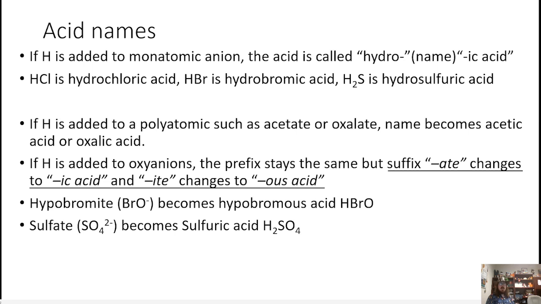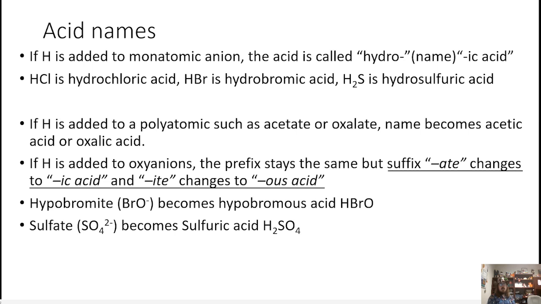If it is a polyatomic that contains an ATE, it changes one way. If it contains an ITE, it changes another way. But we're going to change those in one simple way. Anything that contains an ATE ending will just change to an IC acid. So all the ATE is IC. Whether it's sulfate becomes sulfuric acid, or acetate becomes acetic acid. Oxalate becomes oxalic acid. Any ATE changes to IC.